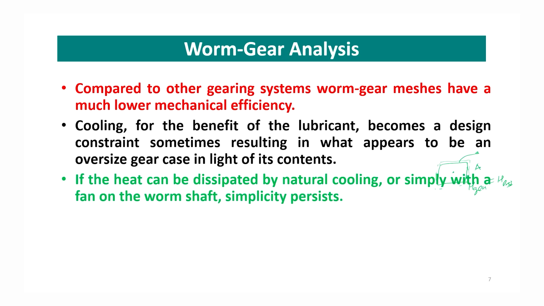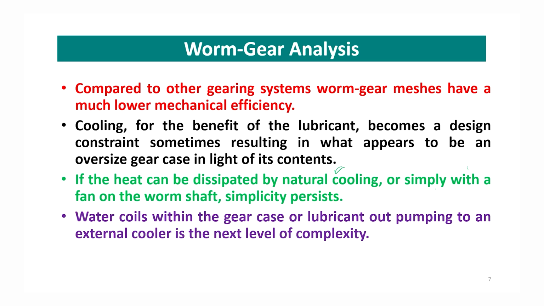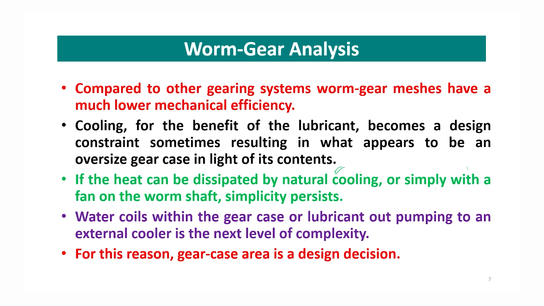If heat can be dissipated by natural cooling or simply using a fan on the worm shaft, simplicity persists. So, for cooling, we may rely on the natural convection if possible, or the forced convection if a fan is mounted on the worm shaft. Water coils within the gear case or lubricant pumped out to an external cooler is the next level of complexity. For this reason, gear case area is a design decision.